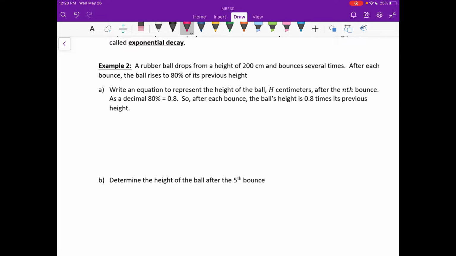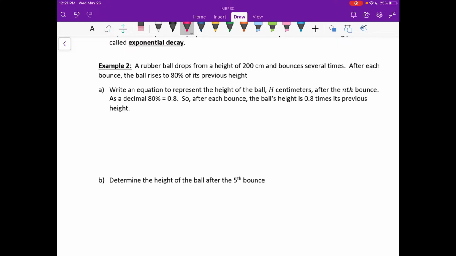So it says a rubber ball is dropped from a height of 200 centimeters and bounces several times. After each bounce, the ball rises to 80% of its previous height. Write an equation that represents the height of the ball, h, in centimeters after the nth bounce. As a decimal, 80% is 0.8. So after each bounce, the height is about 0.8 times its previous height.